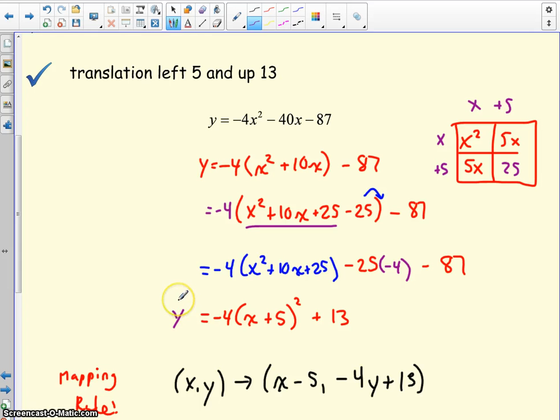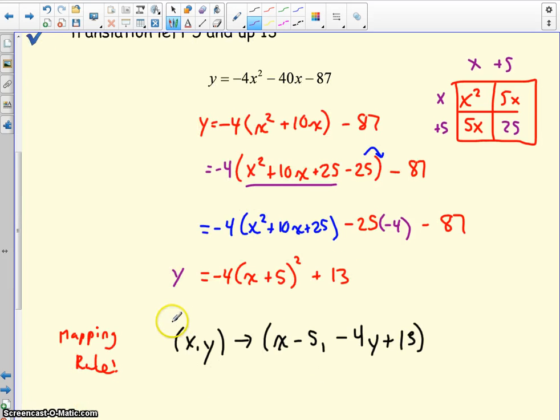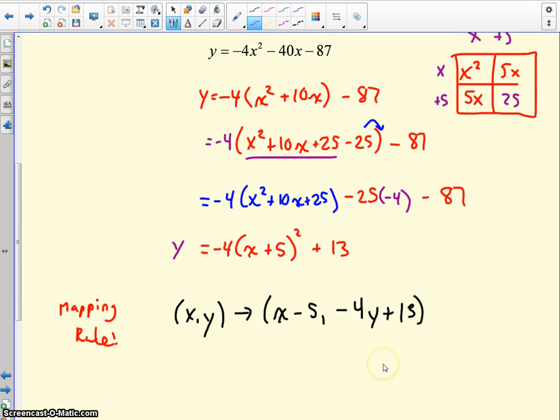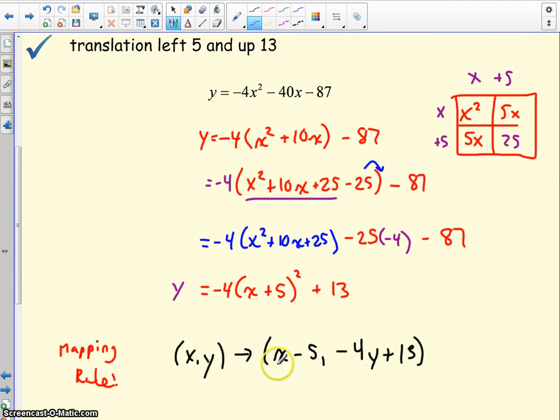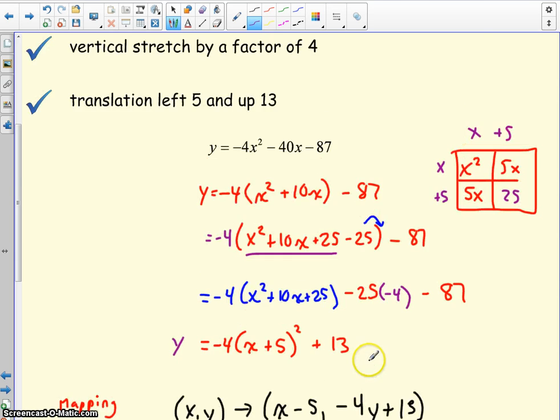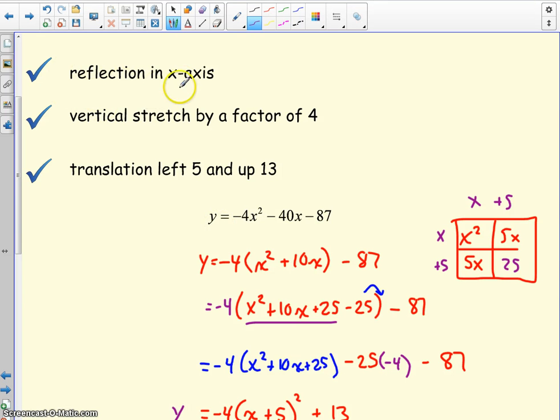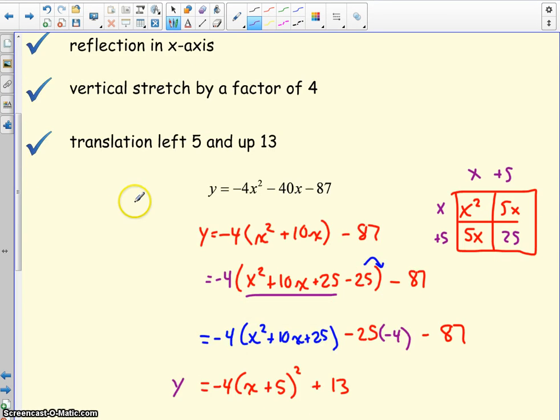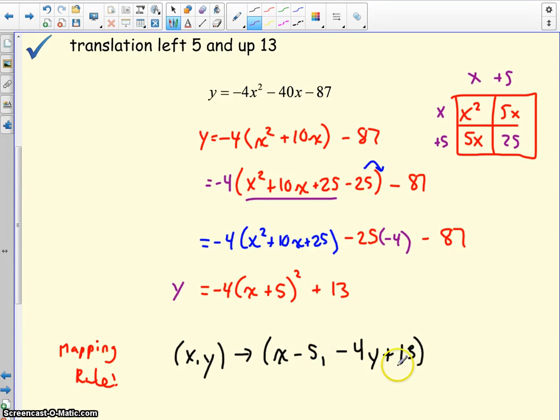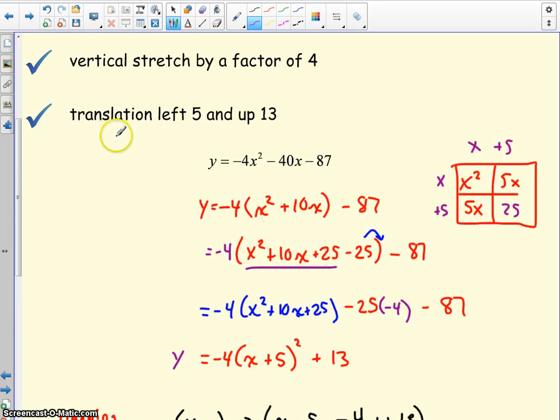If it helps to see the transformations a little bit easier, you can create the mapping rule. So the mapping rule will be x minus 5 and negative 4y plus 13. And from there I can get my transformations. So the negative 4, the a value, tells me I'm reflected in the x-axis. I have a vertical stretch by a factor of 4. And the minus 5 and plus 13 tells me I move left 5 and up 13.